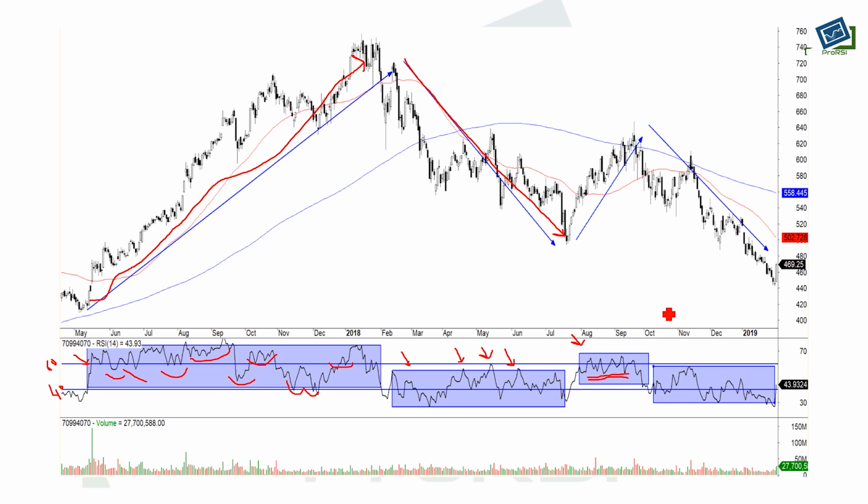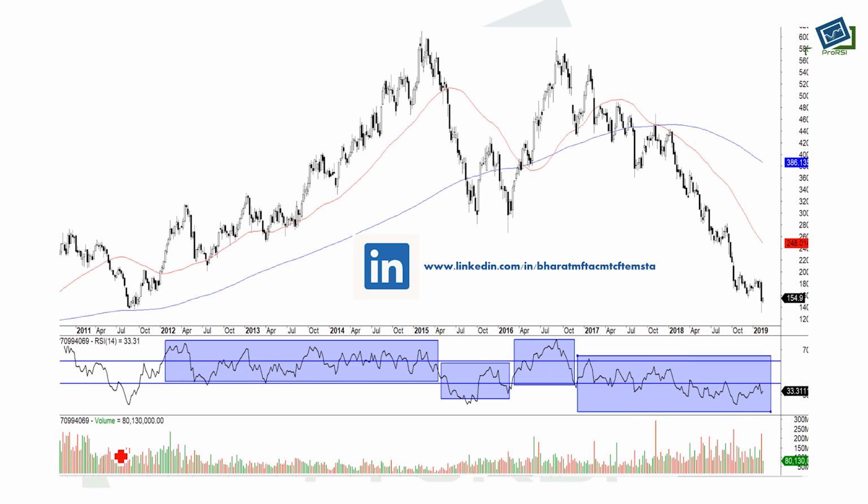And again on the right-hand side you will see that the range has shifted. So these points are called range shift points, where the market shifts from a bullish nature to a bearish nature. So these are the range shift points, and this is how RSI is behaving, and RSI behaves this way only.